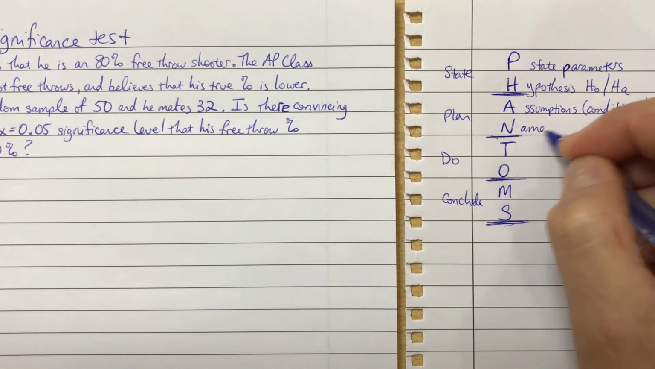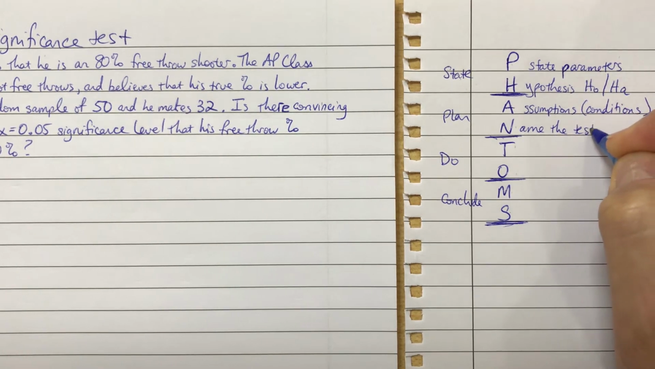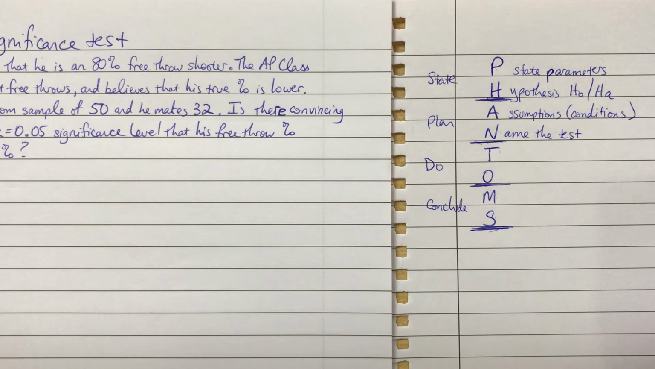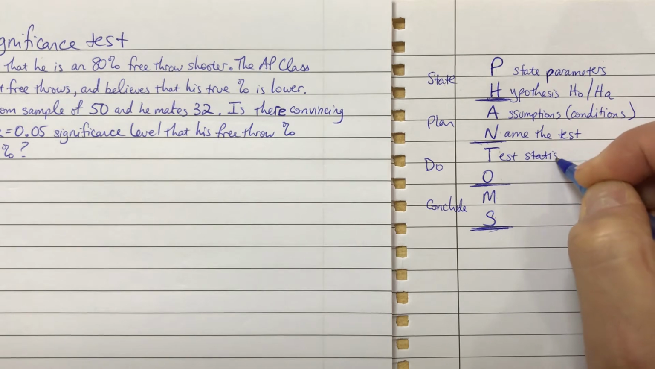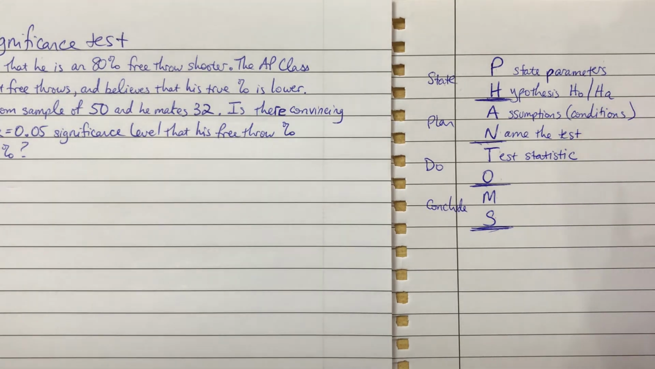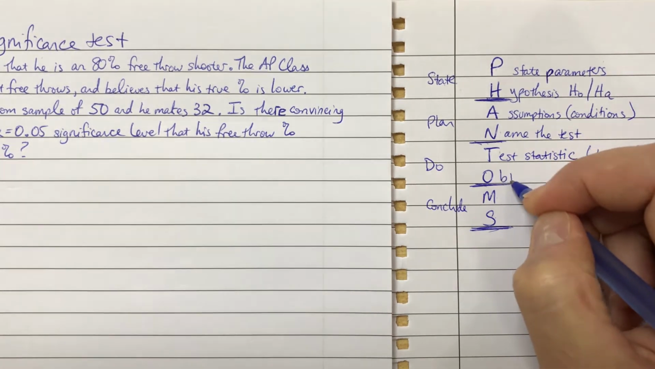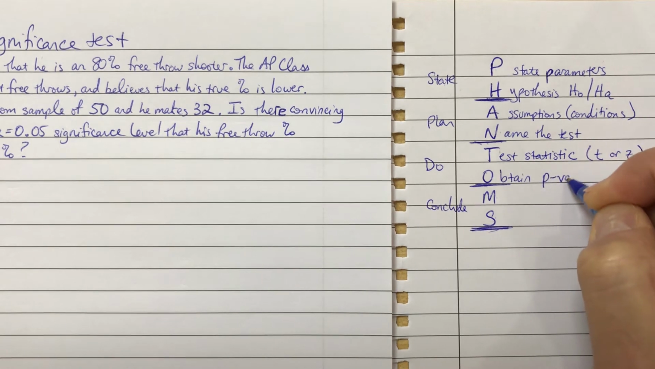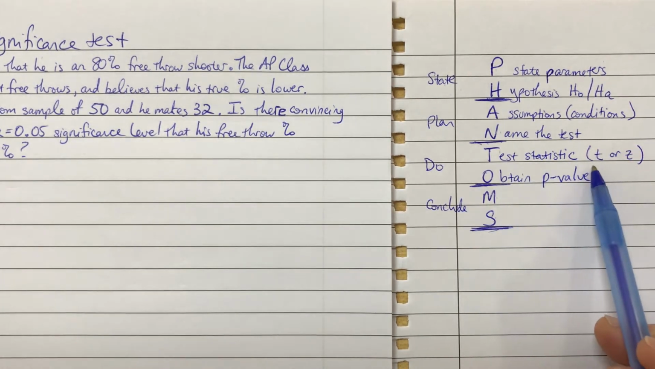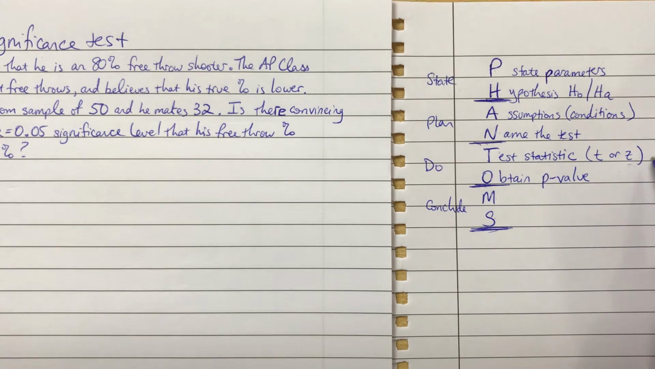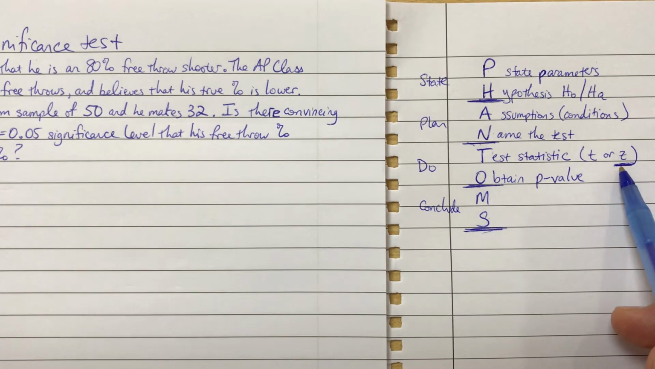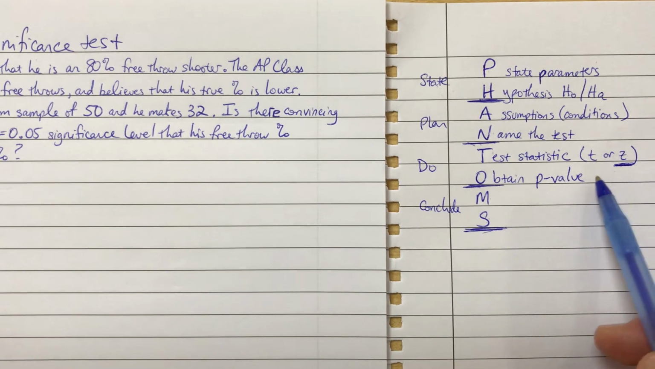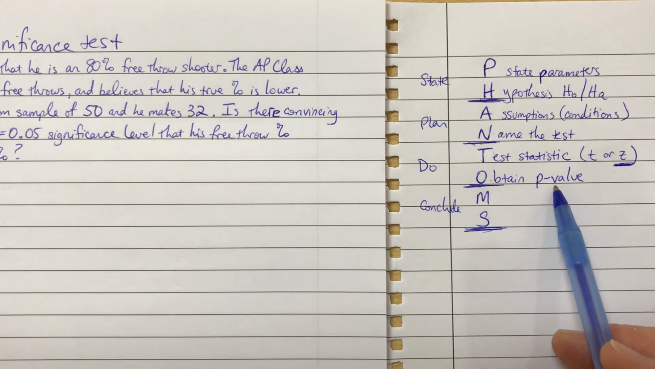N is where we name the test. So what kind of test is it that we're doing? T is what we call the test statistic. So we're looking at T or Z for that. O is where we obtain the p-value, that is the probability. So we're going to get the test statistic. In this case, it's going to be a z-score. And with a z-score, we can then use normal CDF to find the probability of our value being that low or that high, whatever that is. So then we obtain the p-value.